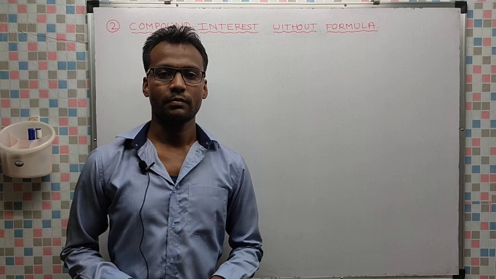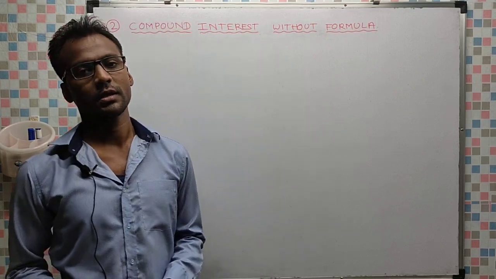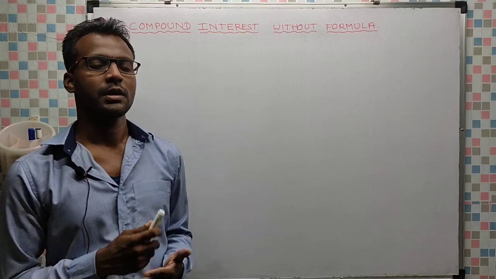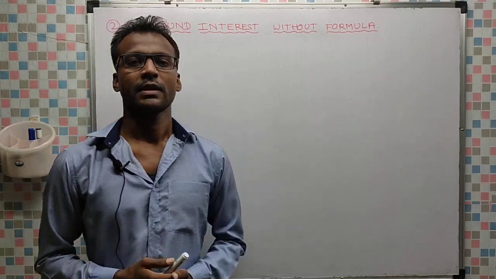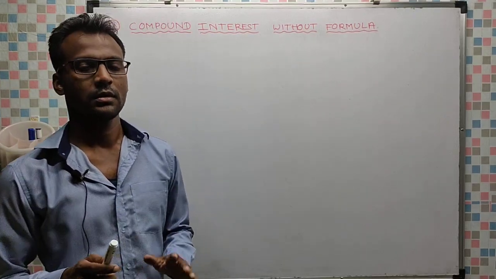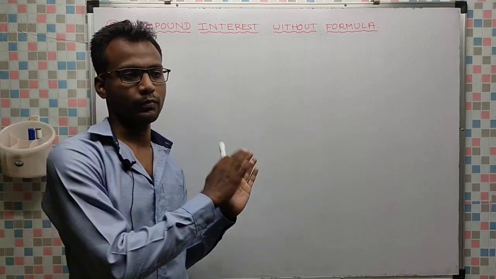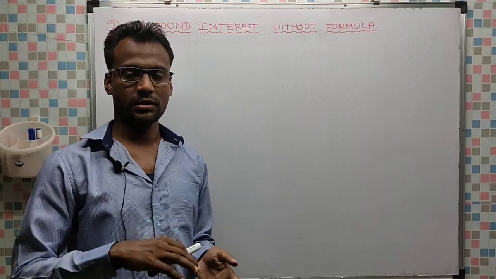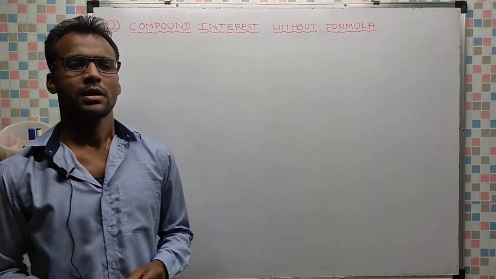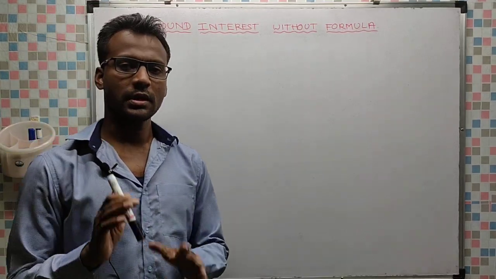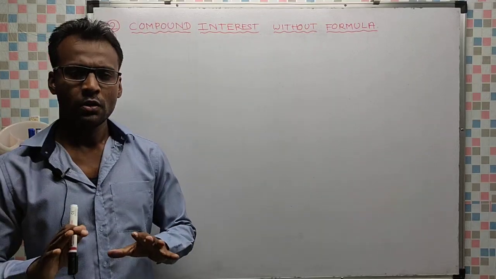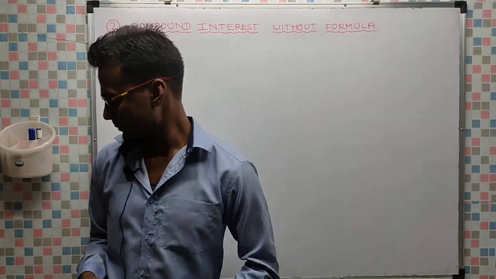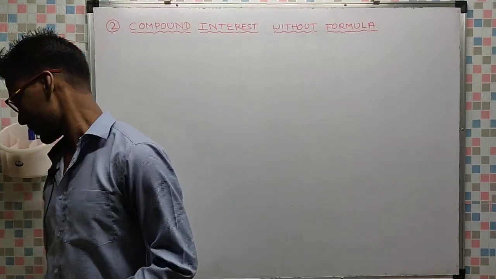In part 1 I have already explained the concept of compound interest. First I started with simple interest, then I moved to compound interest. I had given some concepts, a relation between simple interest and compound interest, and also the relation between consecutive interest in case of compound interest. I had solved 2 to 3 problems. In this part we will be solving only problems, different examples. So let's start.